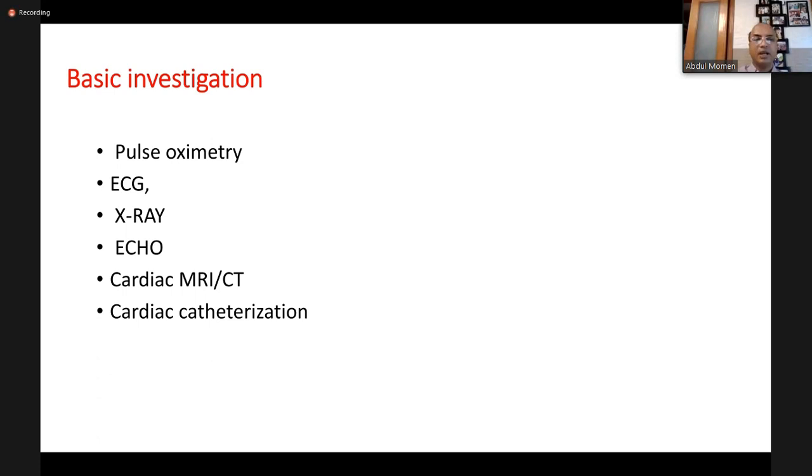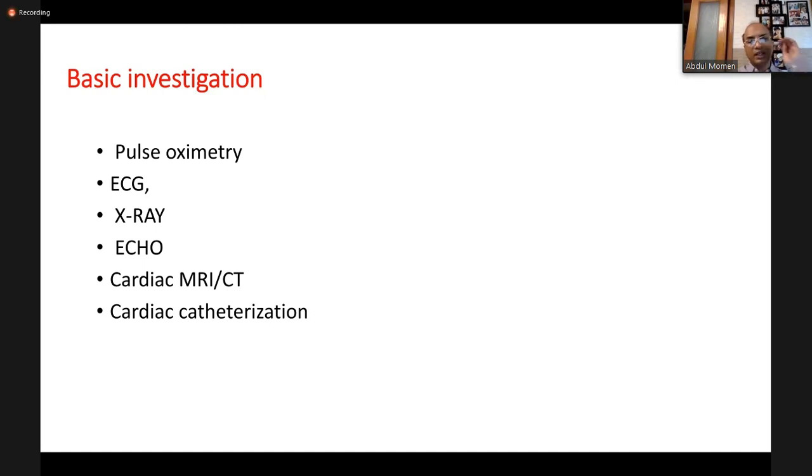Nowadays it is a common practice in our day-to-day life. X-ray, cardiac MRI, and CT are rarely required, because cardiac CT is required only in complex congenital heart disease. Cardiac catheterization: in routine ASD cases, there is no need for cardiac catheterization. Only in borderline cases where the pulmonary hypertension is moderate to severe, to decide whether we can close the ASD defect or not, in those cases we will do cardiac catheterization.